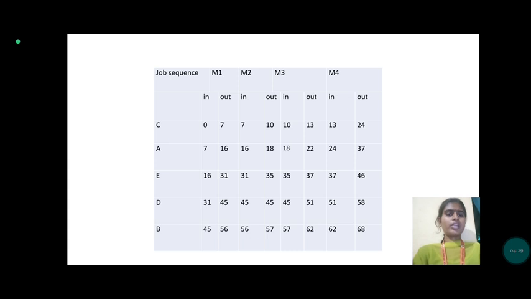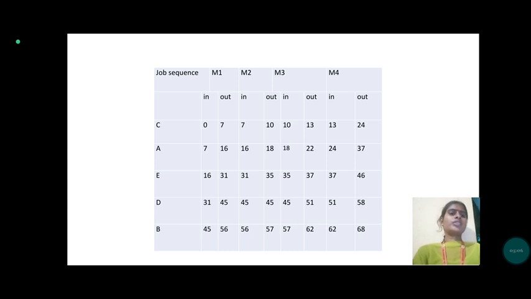First, M1 machine in and out. In 0 and out 0 plus 7 is equal to 7. And 7, 16 for A, 16, 31 for E, 31, 45 for D, 45, 56 for B. And for machine 2 in and out: for C 7, 10 and for A 16, 18 for E, 31, 35 for D, 45, 45 for B, 56 and 57.